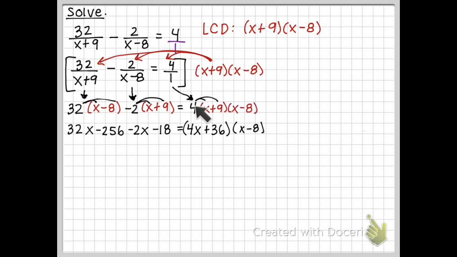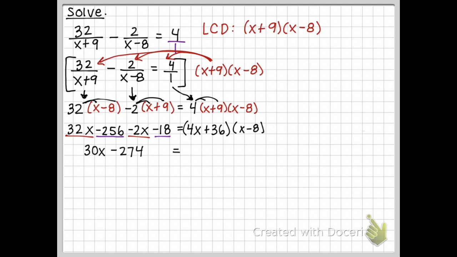So all I did was distribute that 4 to the x plus 9 and then bring down the x minus 8. Could you have distributed the 4, like let's say you put the x minus 8 first and the x plus 9 after? Could you have distributed it to this piece instead? Yes. It doesn't matter which way you multiply this. You can multiply it any way you want. Okay, now we're going to collect like terms. 32x minus 2x is 30x. Negative 256 minus 18 is negative 274.